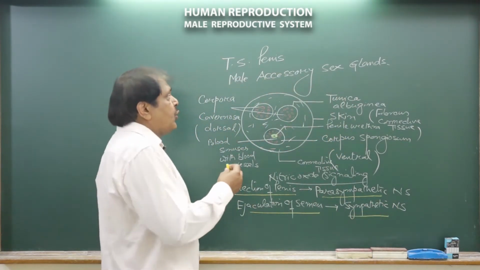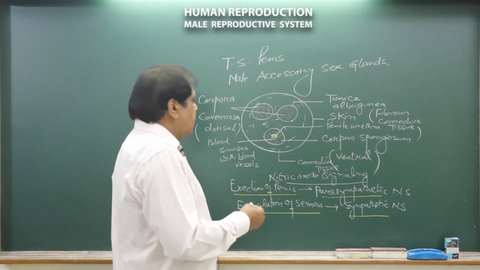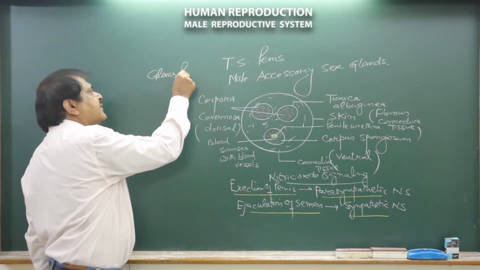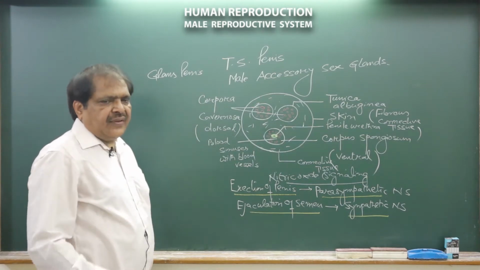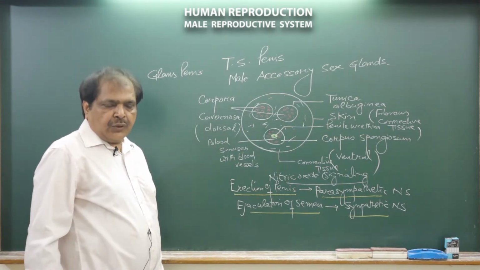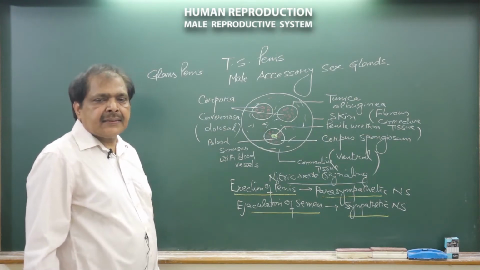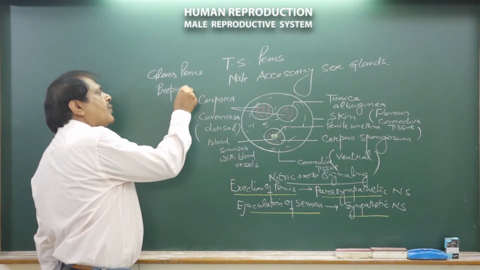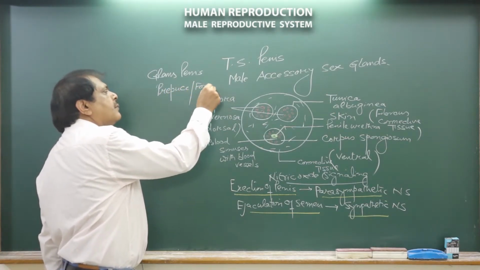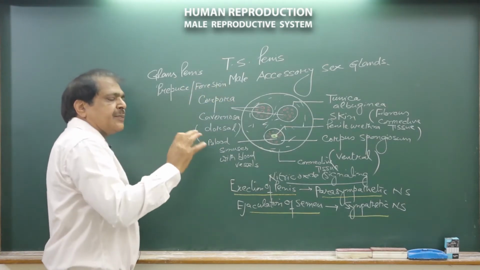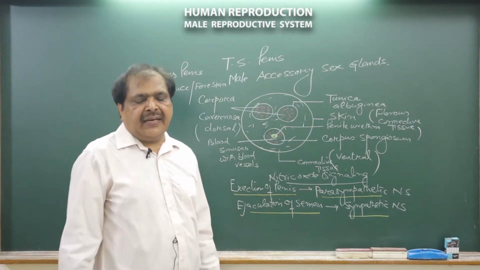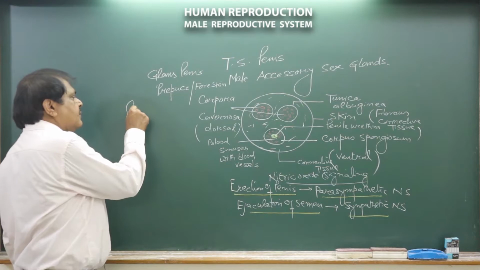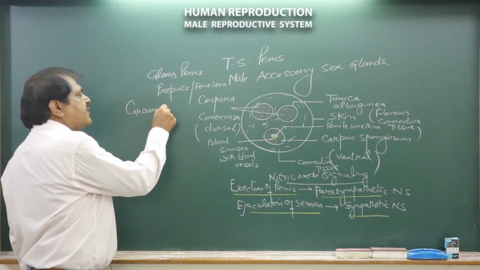And now I told you about the glans penis. It is a very sensitive portion. It is the tip of the penis. And then I told you about the prepuce or the foreskin. The glans penis is covered over by foreskin. Now one thing I want to explain. What is circumcision?